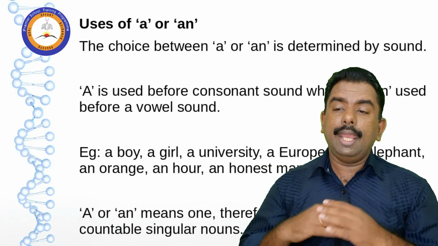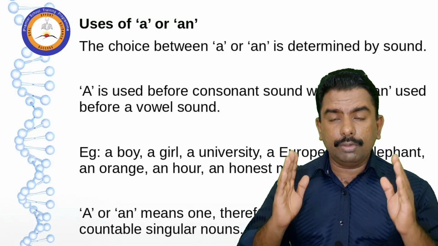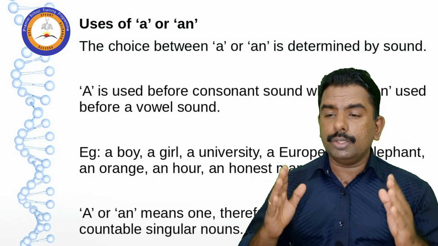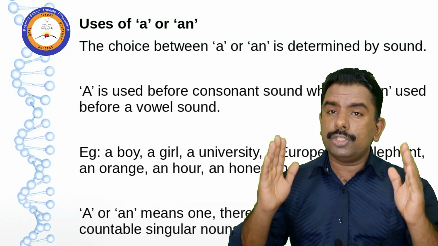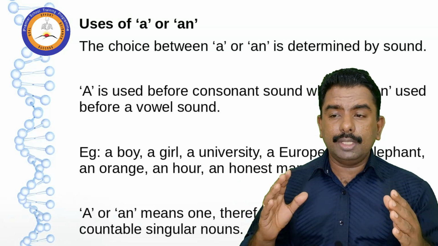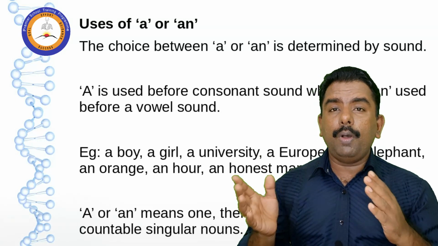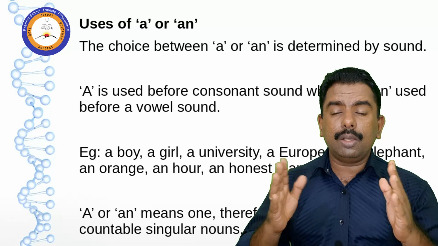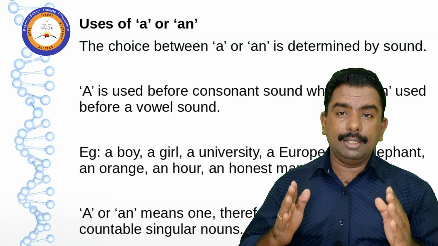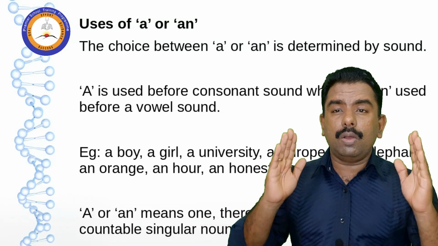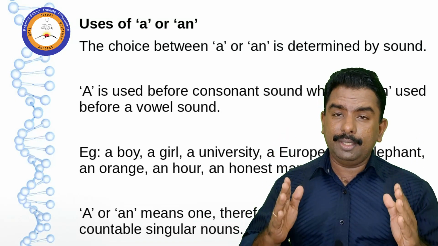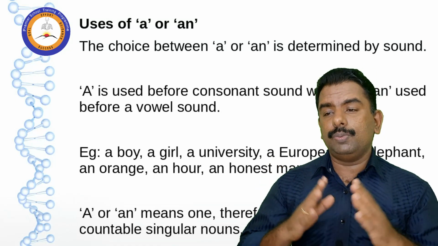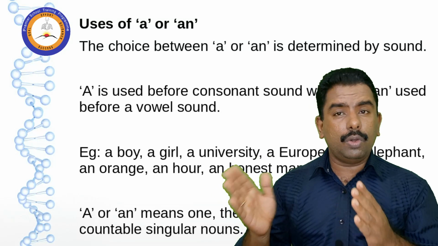Examples are here: a boy, a girl, a university, a European, an elephant, an orange, an hour, an honest man, an apple. Before consonant sounds, 'a' is used. A boy, b is a consonant. A girl, g is a consonant. A university, the u has a consonant sound. A European, again that consonant sound is coming up. That's why we use 'a' there before those consonant sounds.